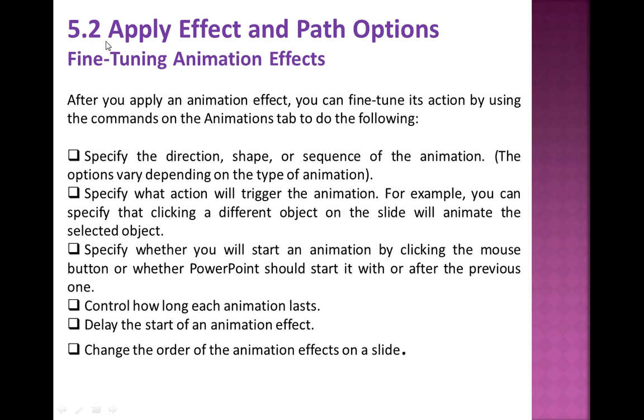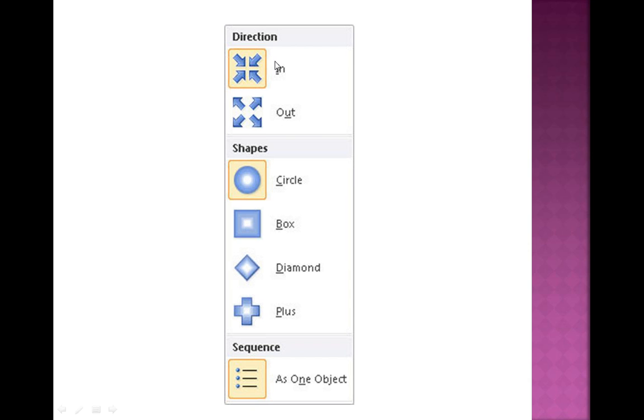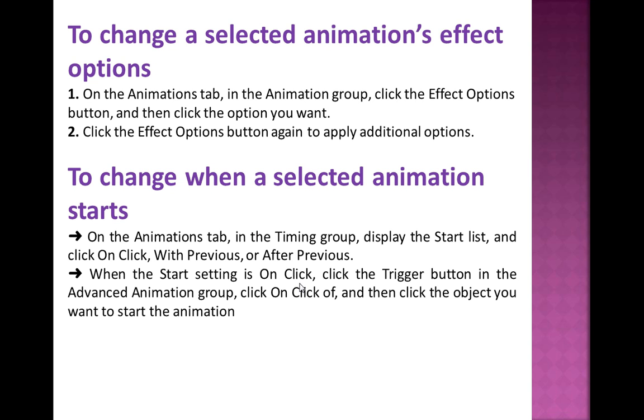Then 5.2 is apply effects and path options, means how to apply the different options that are available for effects and the paths. We can apply the direction, shape, sequence. These are the directions, these are the shapes, these are the sequences.